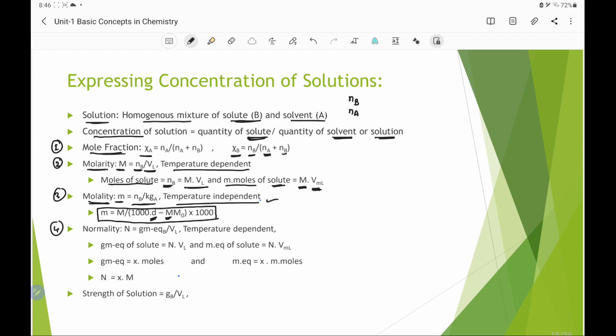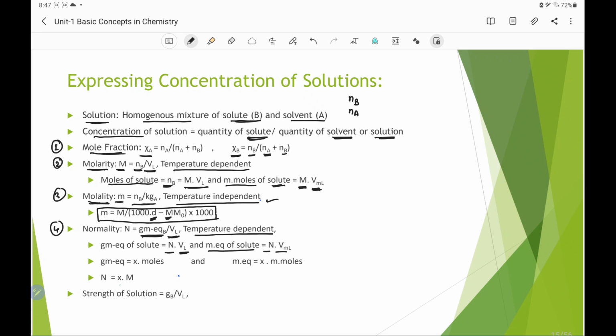Fourth is normality. Normality N is equal to the ratio of gram equivalent of the solute divided by the volume of the solution in liters. Again, it is temperature dependent because volume is temperature dependent. Similar to the molarity, we can also write gram equivalent of the solute by cross multiplying. It is equal to normality into the volume of the solution in liters. Milli equivalent of the solute equal to the normality into the milliliter of the volume of solution.